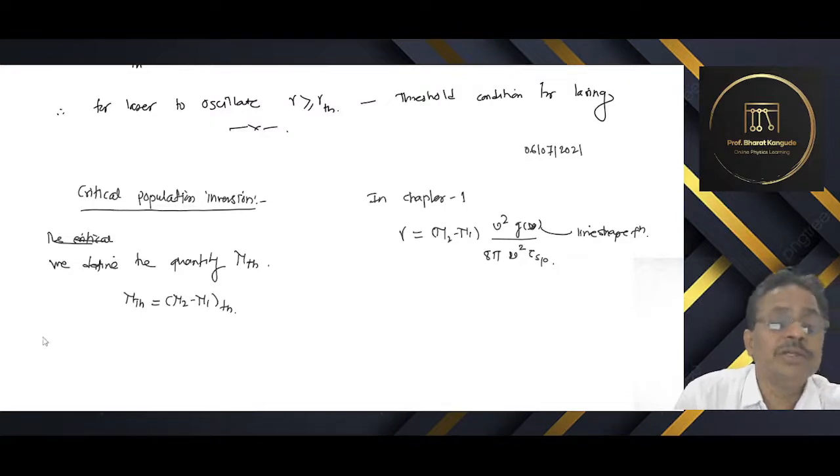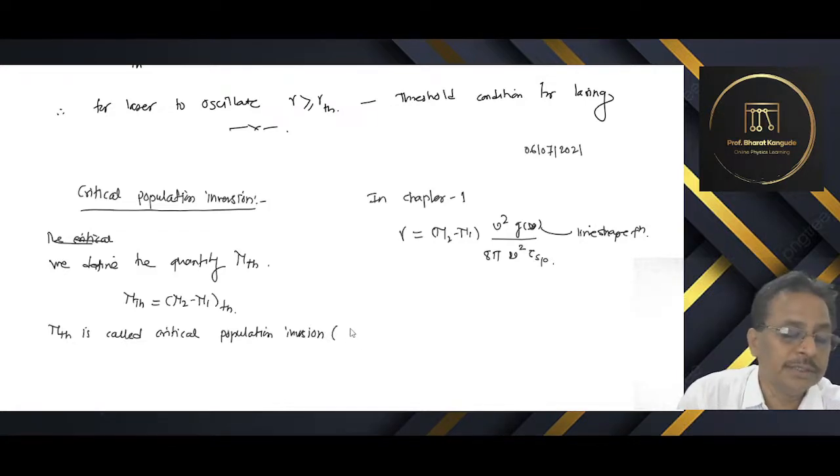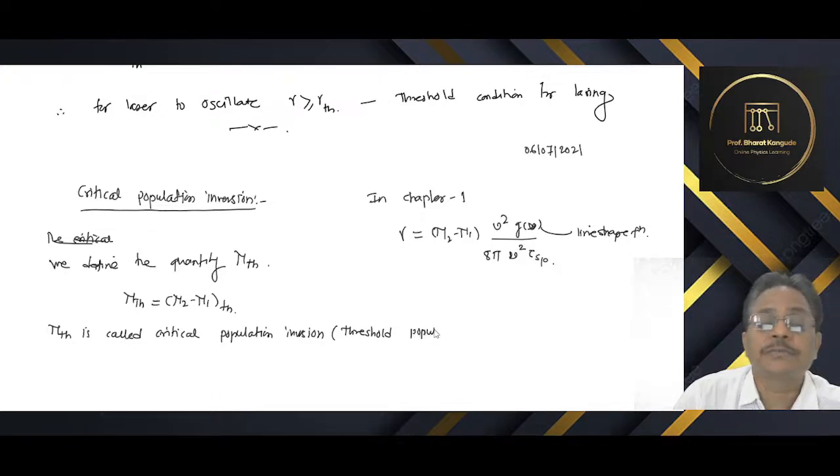So here this nth is called critical population inversion, or this is also called threshold population inversion density.